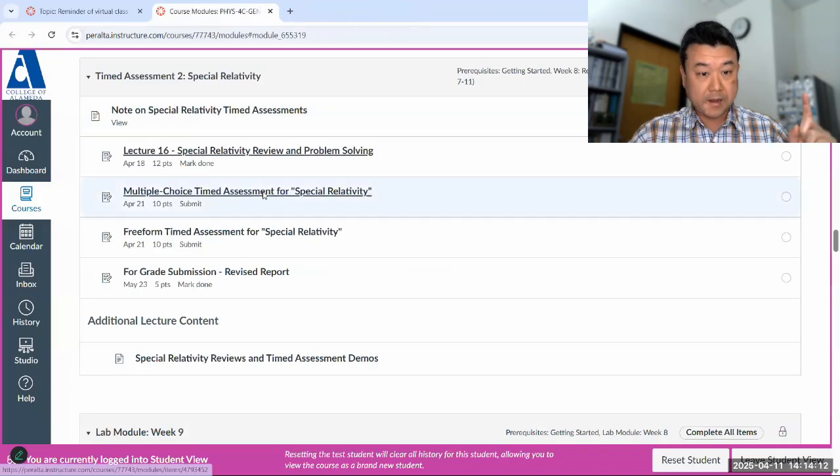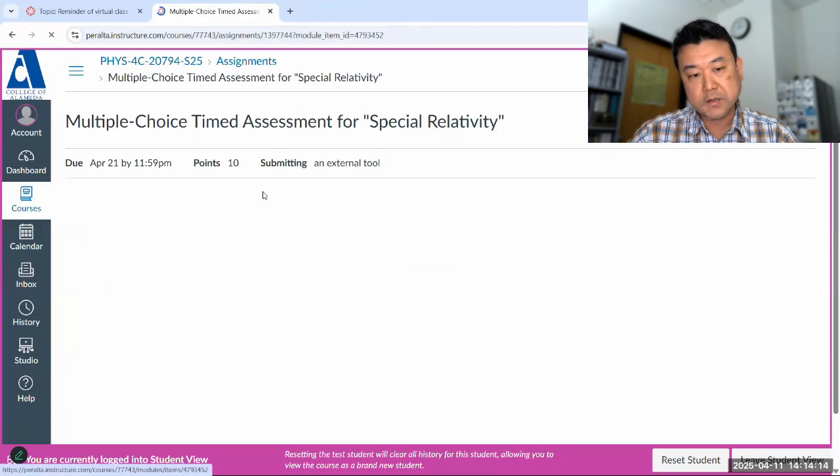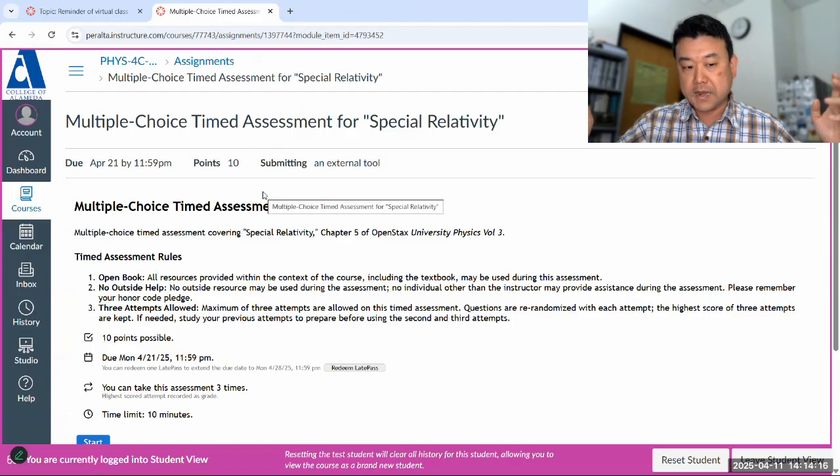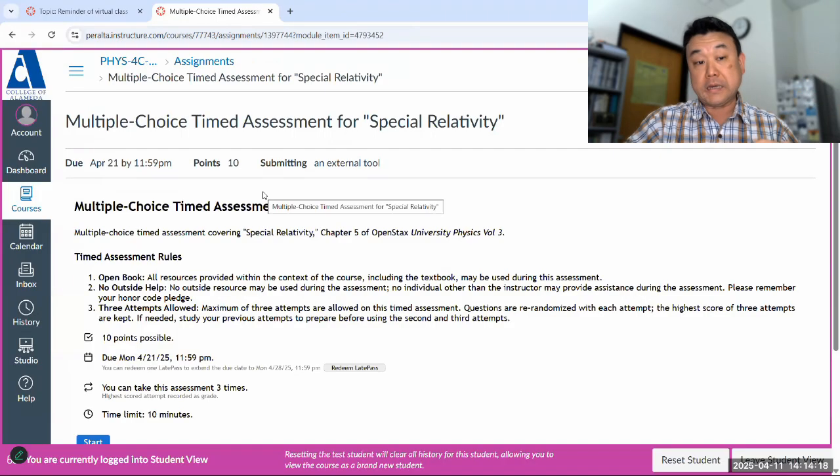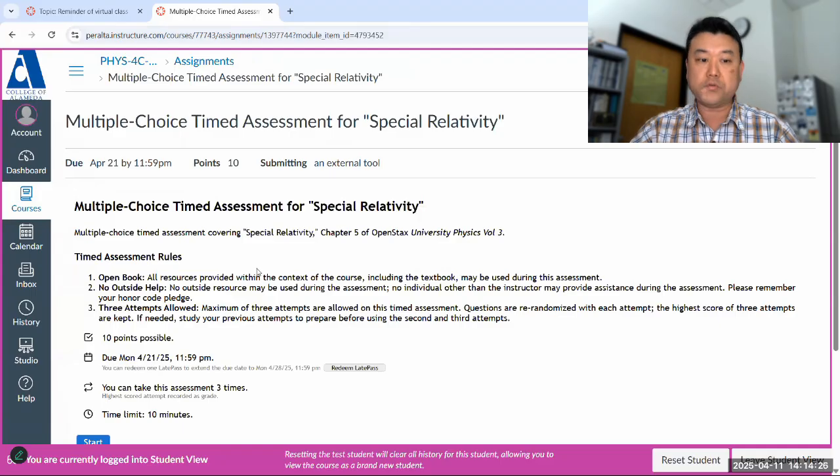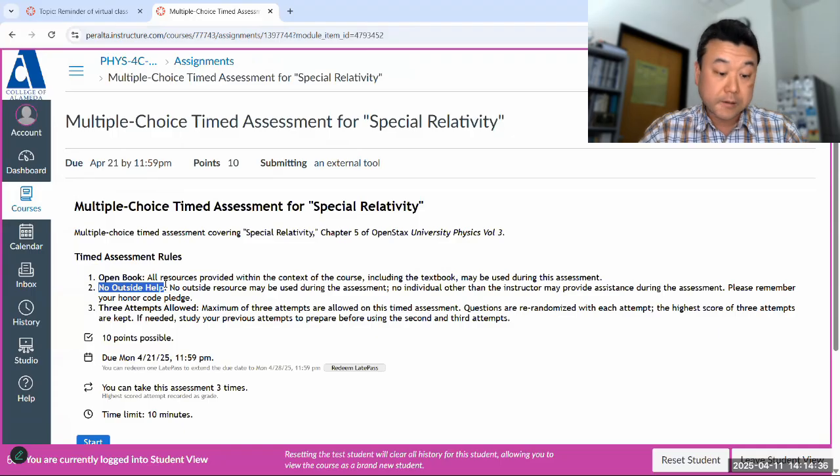For today, let me do a multiple choice timed assessment demo. As I do this demo, I want to make it really clear that what I am going to be doing for the next 5 minutes or so, it's cheating. You should not be doing it. If you do it, it's in violation of the timed assessment rules. It's in violation of the honor code, where you are supposed to turn in work that represents your own work.